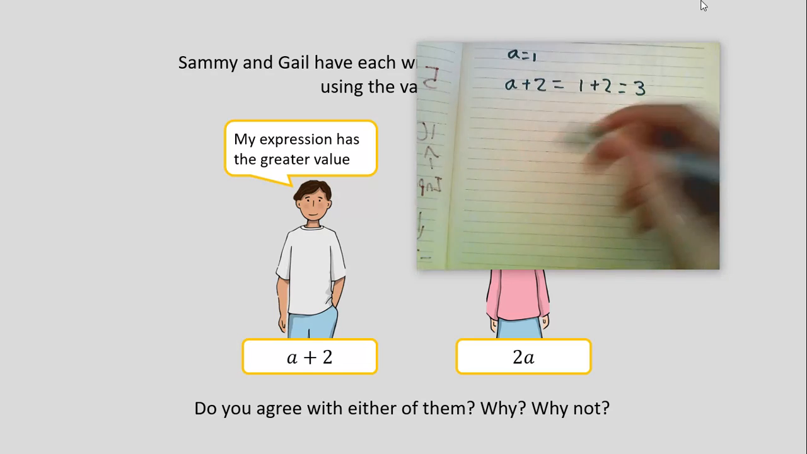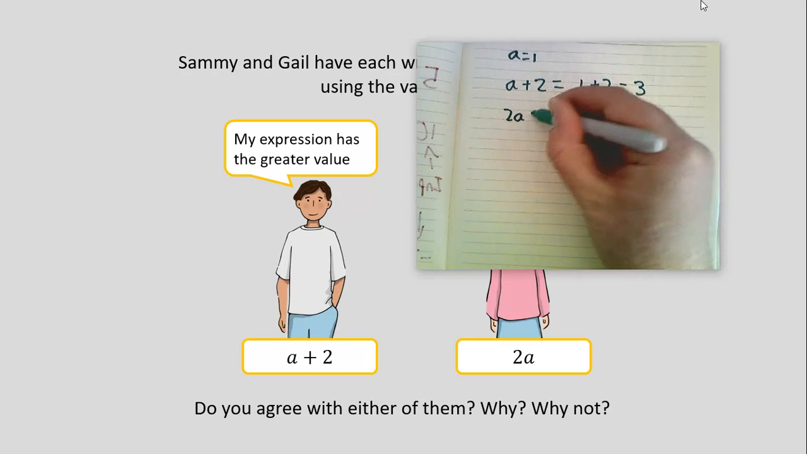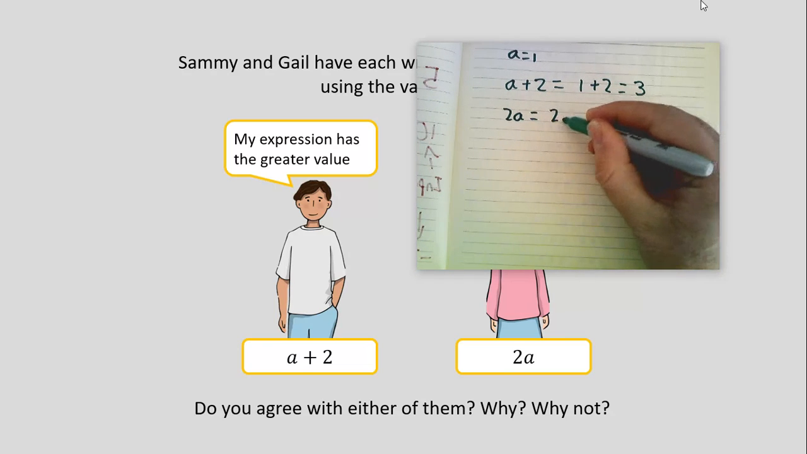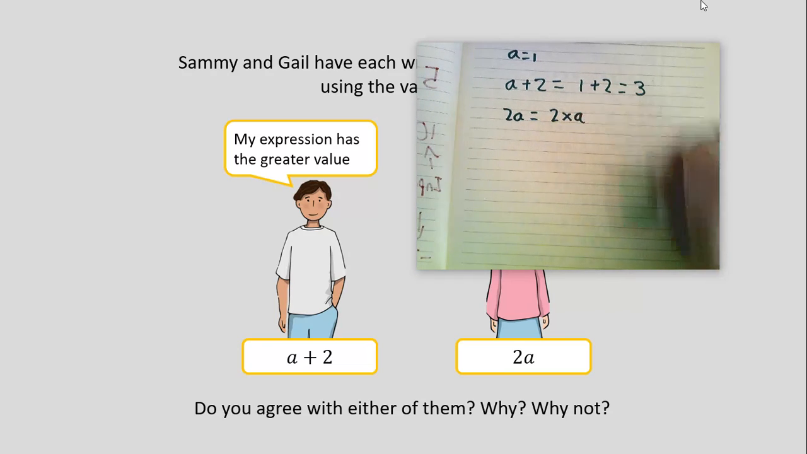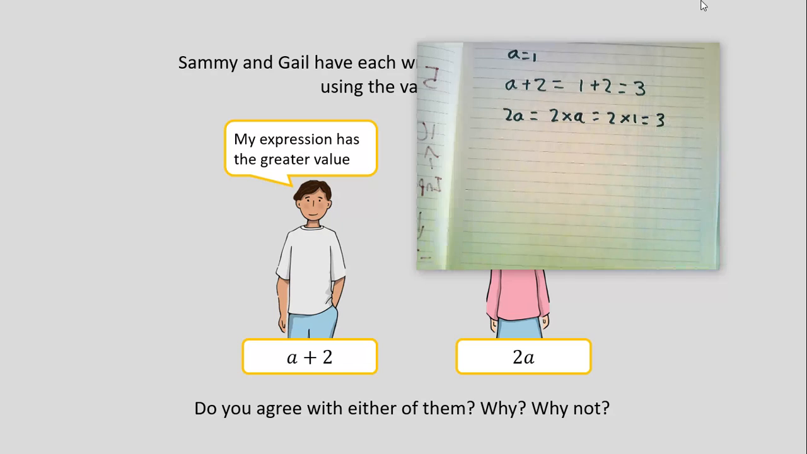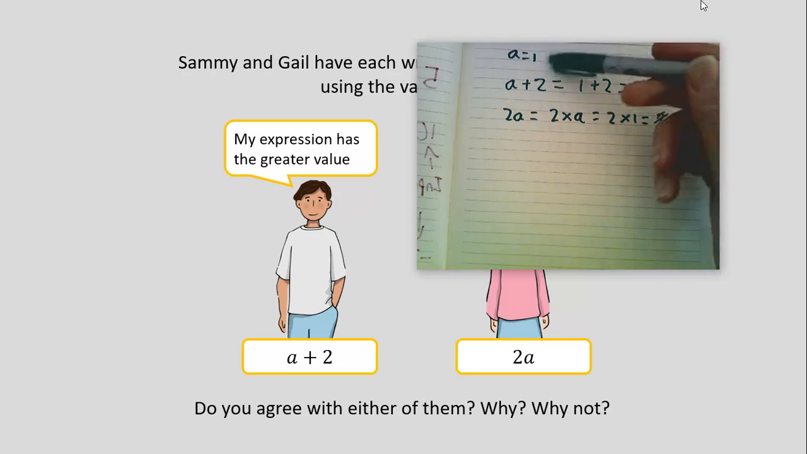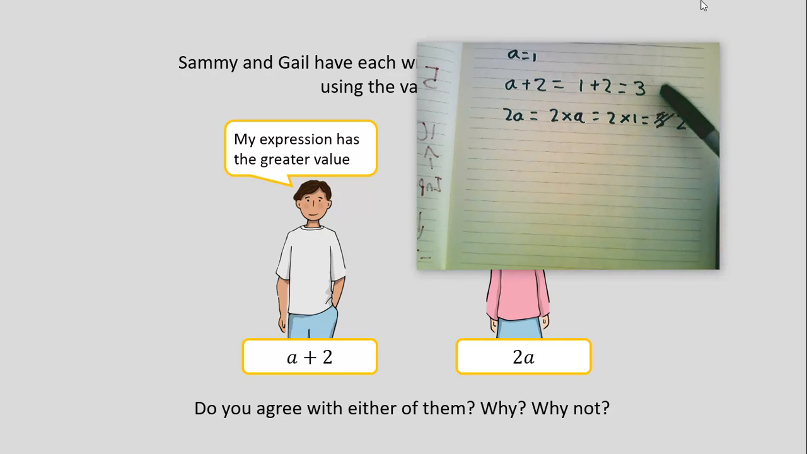What about Gail's expression? What about 2a? Well, 2a would be 2 multiplied by a. In other words, 2 times 1. Oh, sorry, I put 2 times 1 is 3. I've added there. That should be 2. 2 times 1 is 2. So if a was equal to 1, then actually Sammy's expression is the largest one, isn't it? Because 3 is the bigger number of these two.